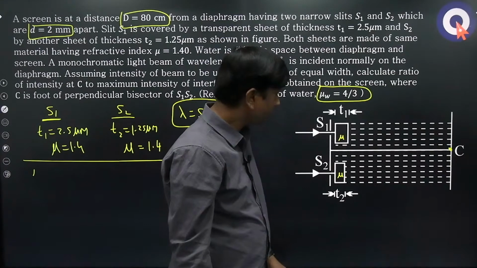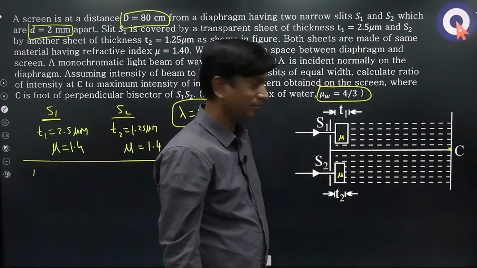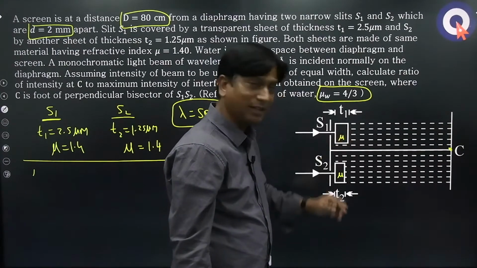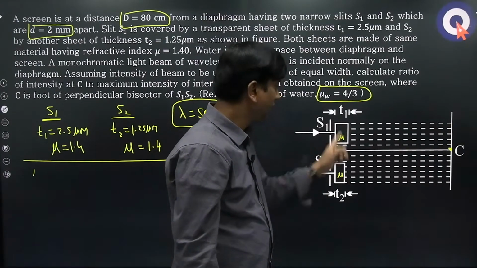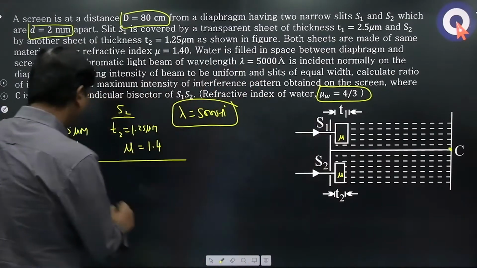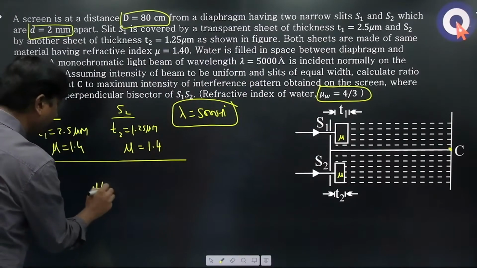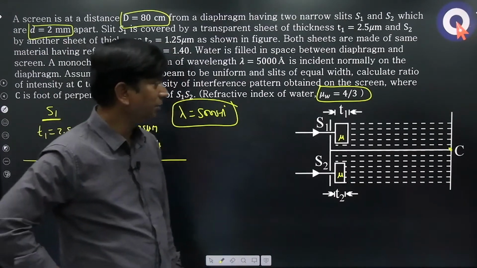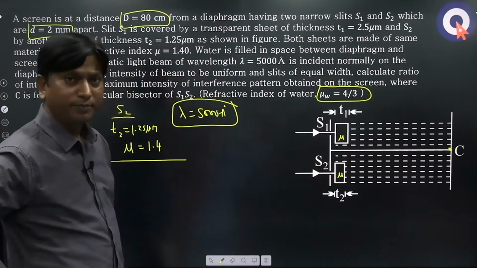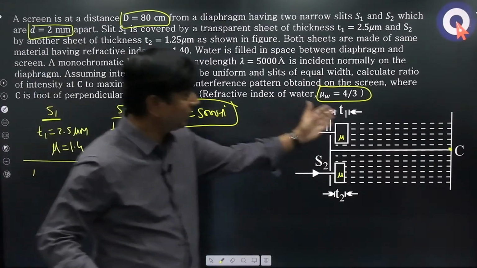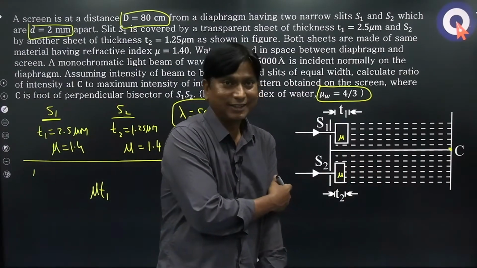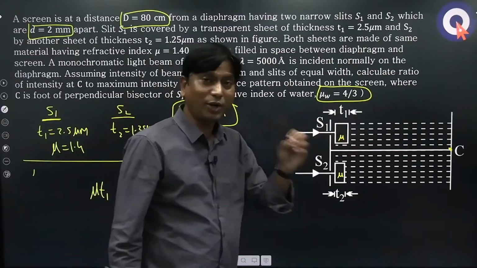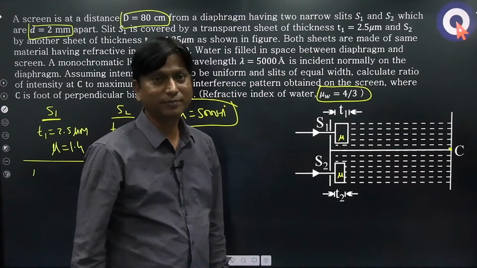So how do you get the path difference? The distance it is traveling in the slab is T1. So in air equivalent, will it not travel nu into T1, right? Nu into T1 because of multiplying with nu. But the remaining is not air, right? The remaining is water. So only because of this, what will be the path difference you will get?